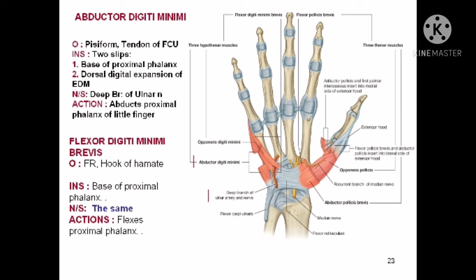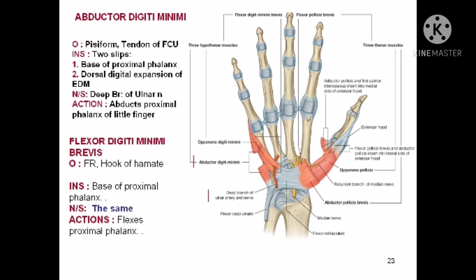The abductor digiti minimi arises from the pisiform and the tendon of the flexor carpi ulnaris, and inserts by two slips at the base of the proximal phalanx and the dorsal digital expansion of the extensor digiti minimi. Its nerve supply is from the deep branch of the ulnar nerve, and its action is that it abducts the proximal phalanx of the little finger.